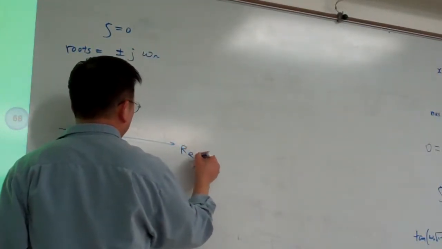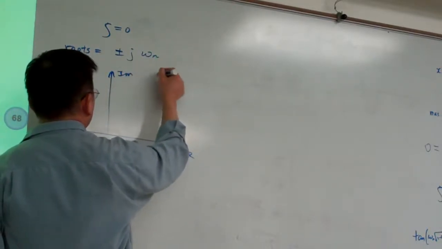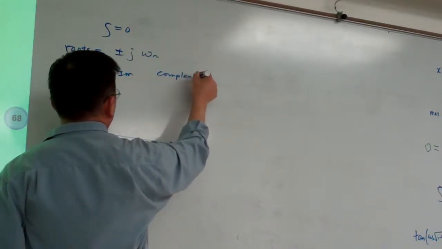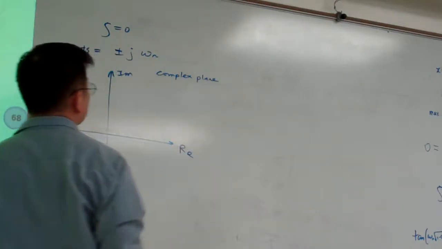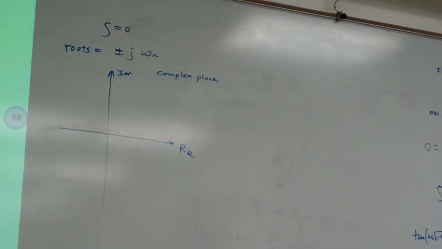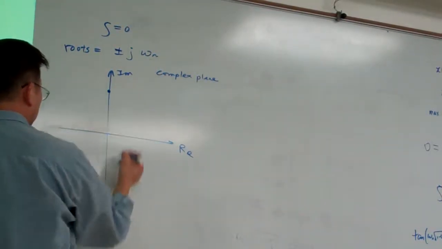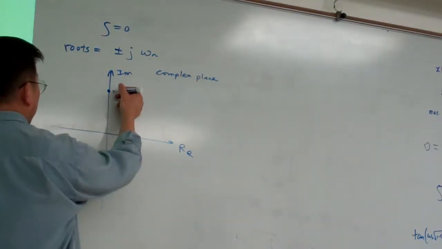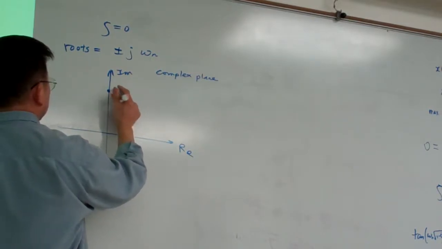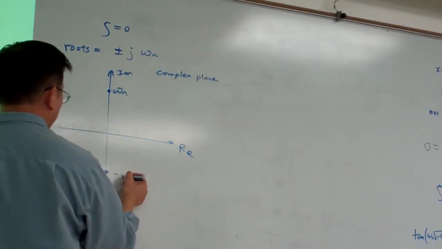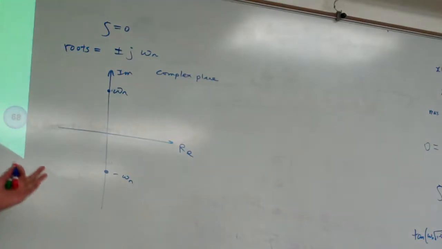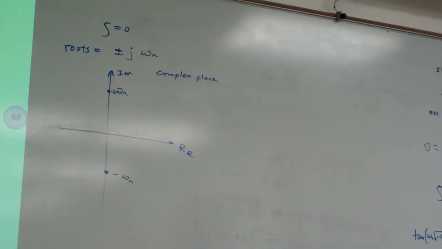So this is a complex plane. Okay, so for this case, the root is located here, simply here and here. So that is omega n, and this is minus omega n. That's it. The real part becomes 0.